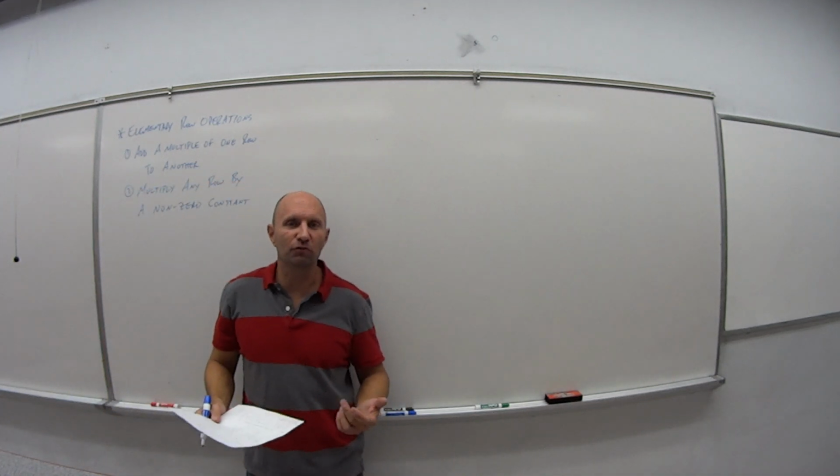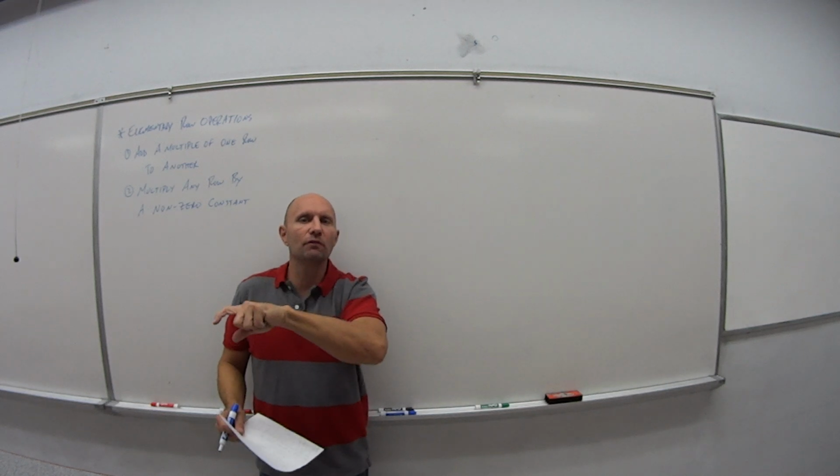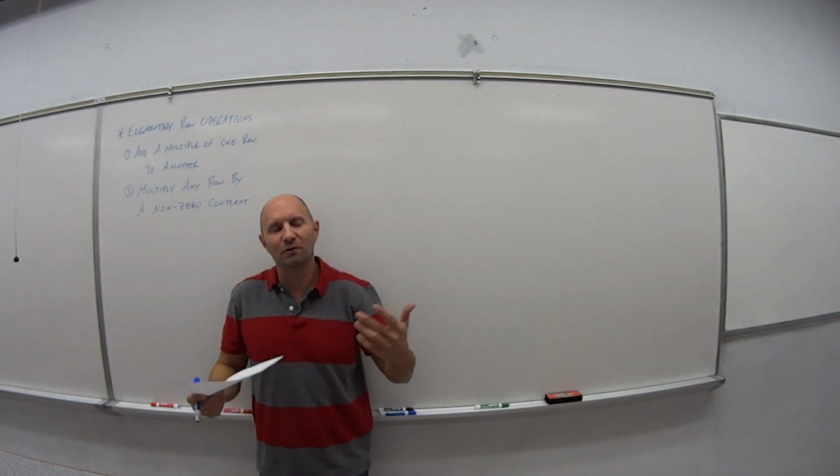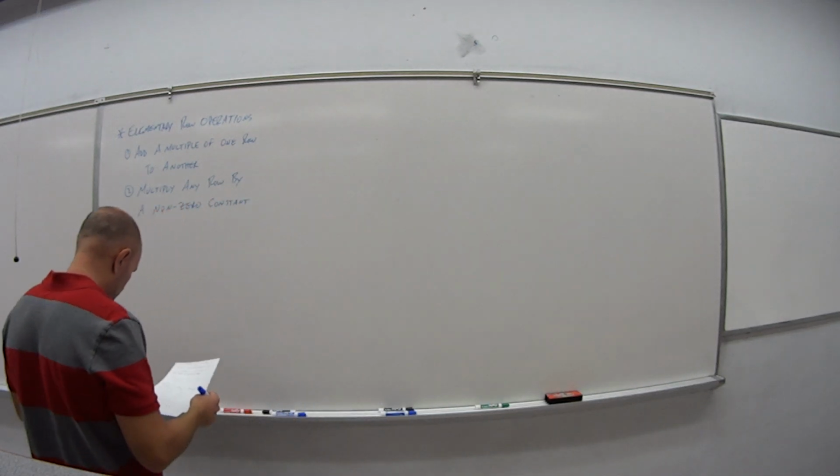Because in this matrix, remember what those are. Those are our equations, right? So as long as I multiply every piece of the equation by some number, all I do is change the way it looks. I don't actually change the value of it.